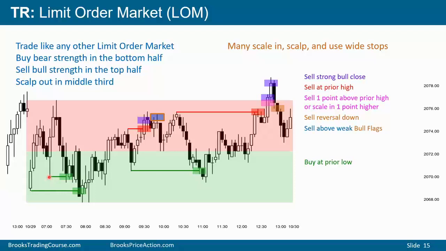Bulls will look to buy at prior lows in the bottom half of the range. Here's a prior low. The bears are trying to get a reversal. It's a trading range. Bulls will bet the bear breakout will fail, so they'll place a limit order to buy at that low, and then they'll scalp out. And the same is true here. They'll buy at that low and scalp out on a bounce up. A prior low here, they'll buy at that low.